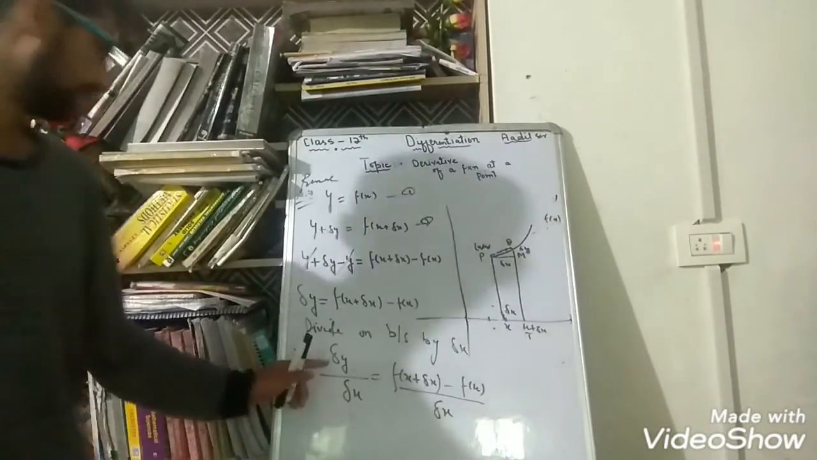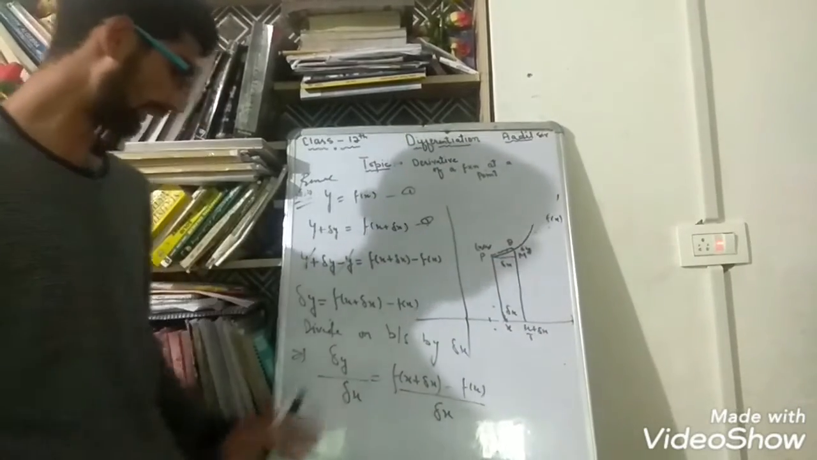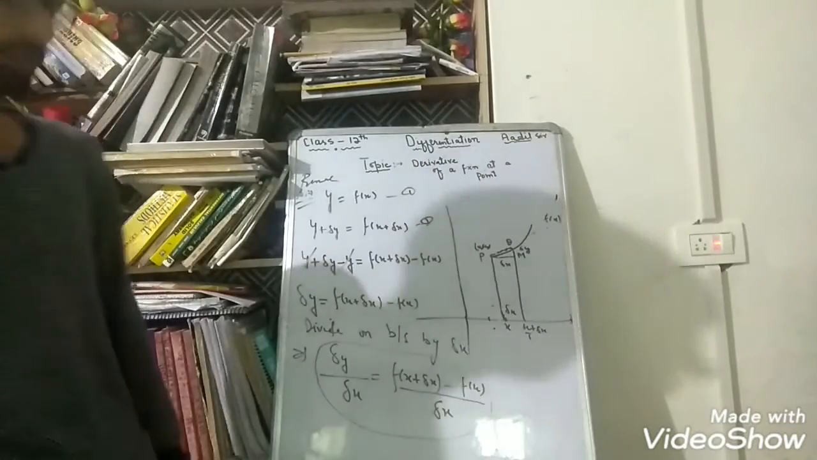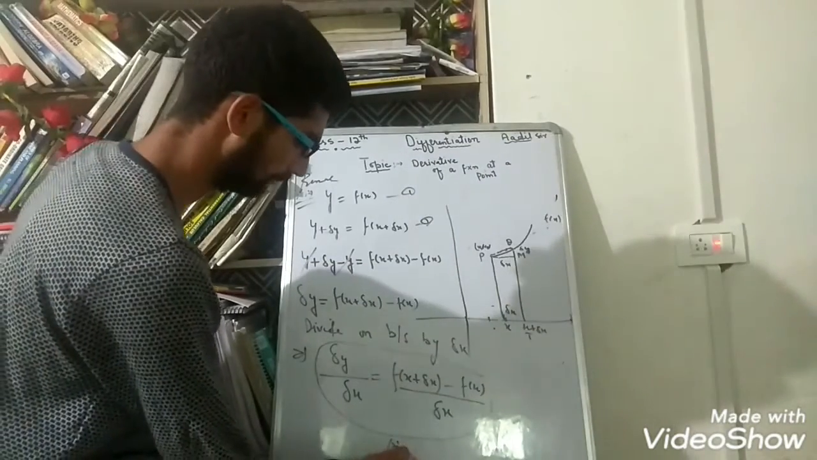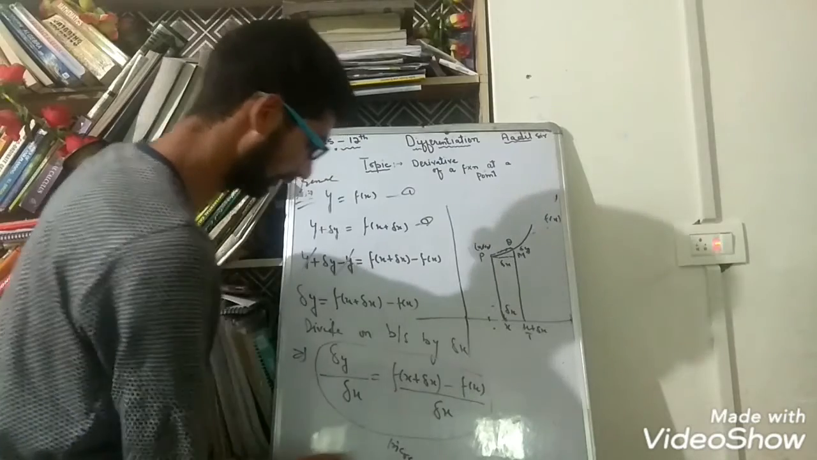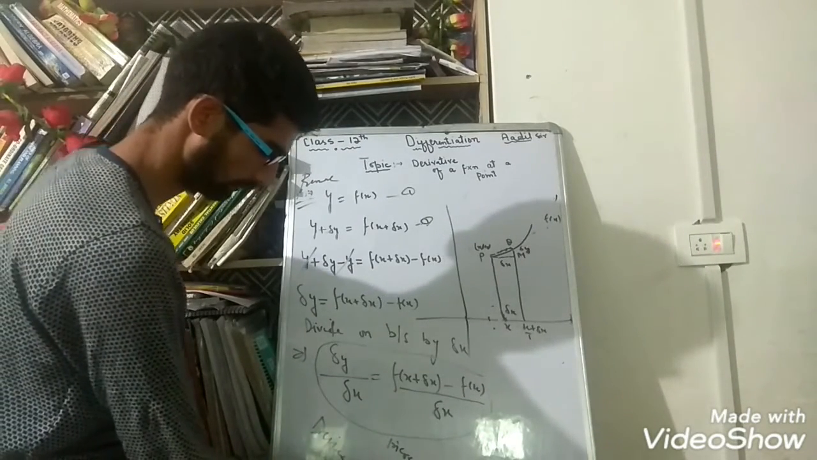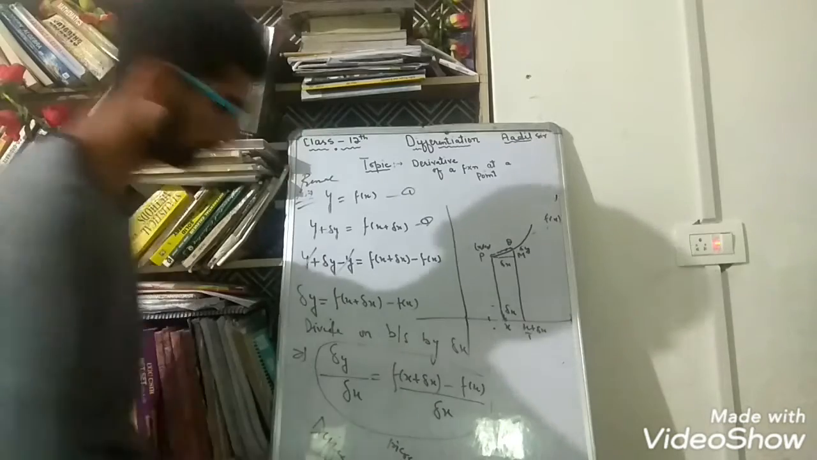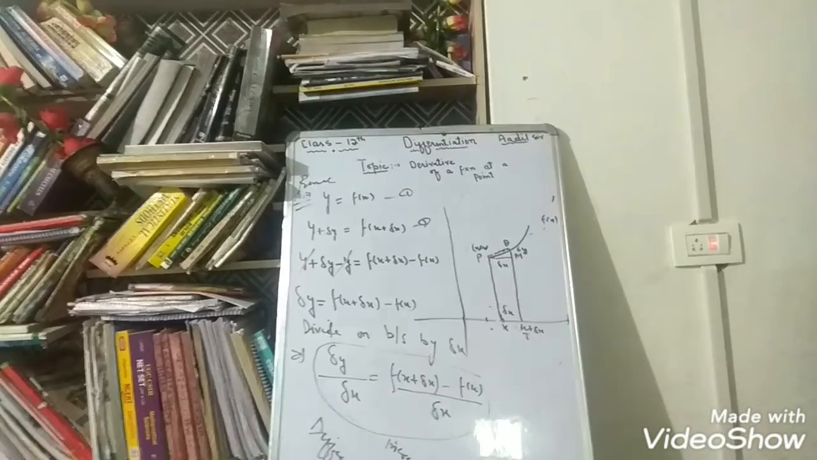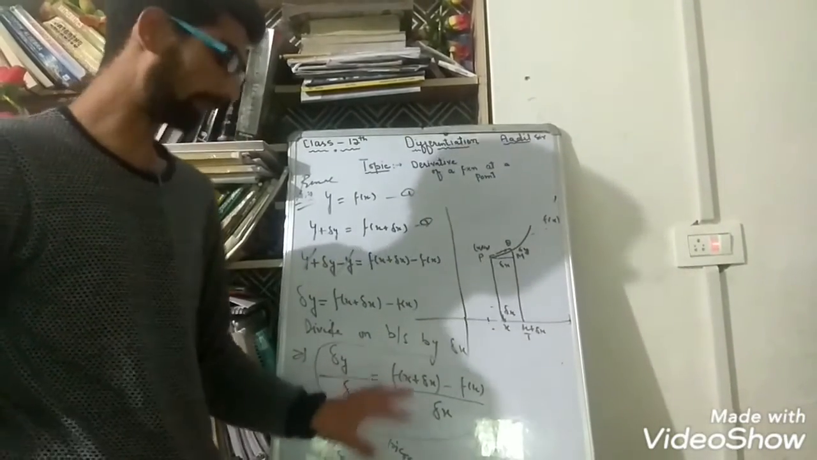So this is now the ratio of the increments del y and del x, and this expression is called the incremental ratio, or it is called the difference coefficient. So here it is called the incremental ratio or difference coefficient.